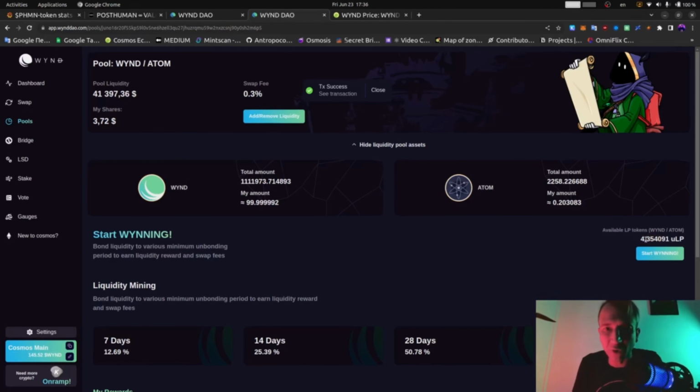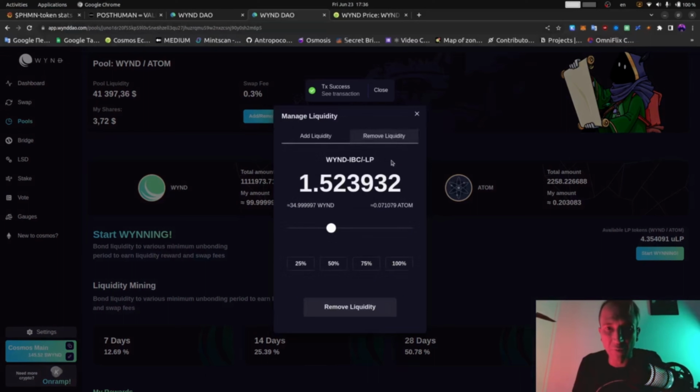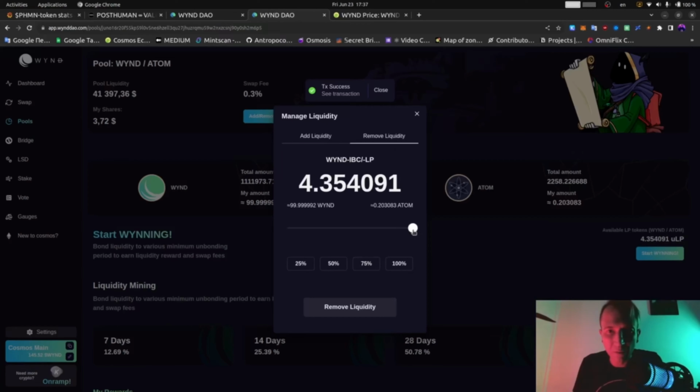And how can we use these LP tokens? At first we need LP tokens to return our share of the pool. So if we click on remove liquidity, we will see that 100% of our share is 4.35 LP tokens, 50% is 2.1, 25% and so on. So this is a decentralized exchange. All tokens and all coins on this decentralized exchange are your tokens. So only you control your crypto and keep your private keys, because everybody who has your private keys has access to your address. But returning back.